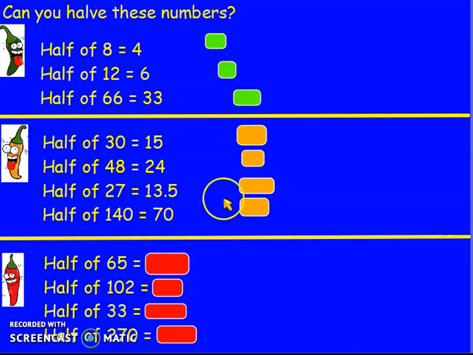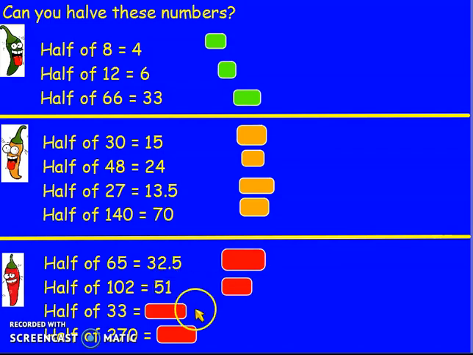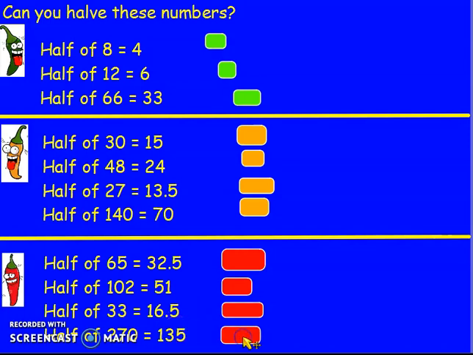Well done, especially if you got the decimal point one right there. Let's have a look at the next challenge. Shout your answers out. Half of 65 equals 32.5. Half of 102 equals 51. Half of 33, 16.5. Half of 270, 135. How many did you get right?